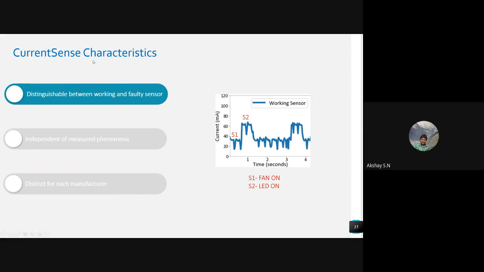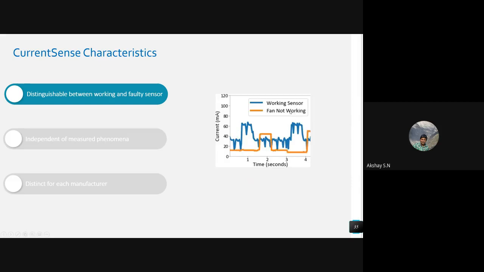So the first key property of current sense is it can distinguish between a working and faulty sensor. What does it mean? Here is a working sensor's current signature. Basically what happens in the sensor is, when you turn on the sensor, your fan turns on. So you see the current consumption at 40 is typically the fan current consumption. And then periodically the LED turns on, that's why you see the S2. Basically, that's the operation of the sensor.